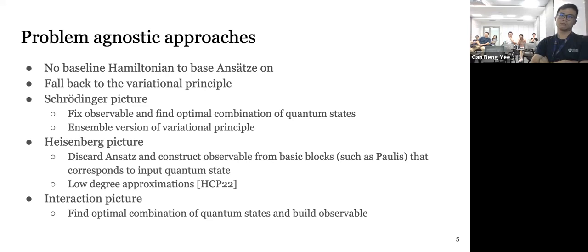So we just measure the quantum state directly on these observables, such as Paulis, and then we find the optimal combination of these Paulis that build up to the Hamiltonian. This is the second picture. The third picture is inspired by the interaction picture, which is basically a combination of both. We have some ansatz, and we also construct the observable from Paulis. I'll go into depth about these later. This is basically an overview of what we call post-variational strategies.